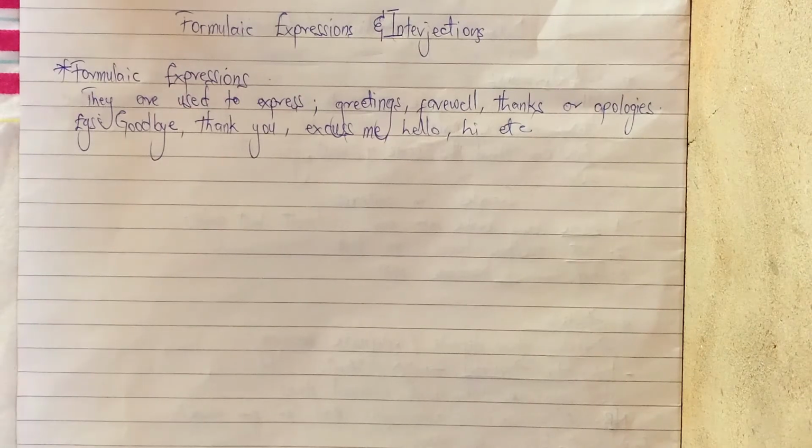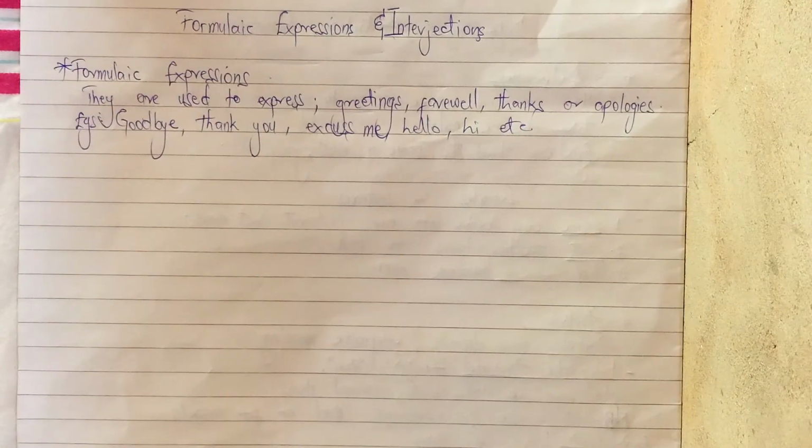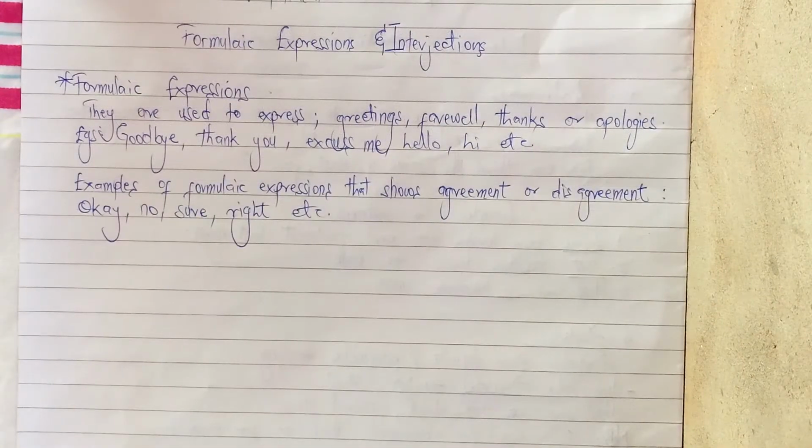are, you have no, okay, sure, right, etc. For instance, if you want to agree or disagree with someone, the examples okay, no, sure, right, and many more can be used. And these are examples of formulaic expressions.